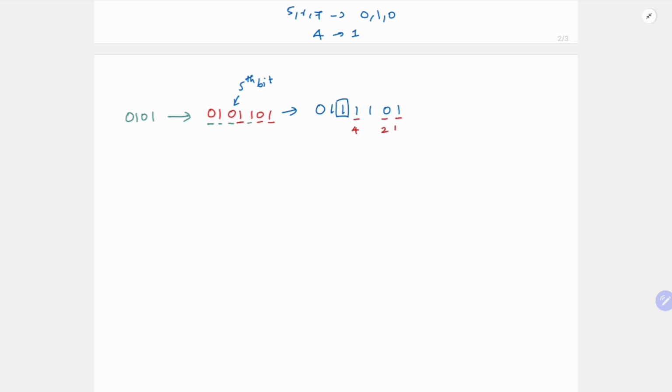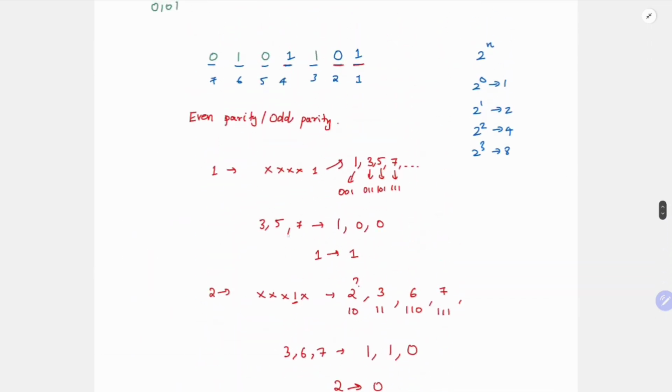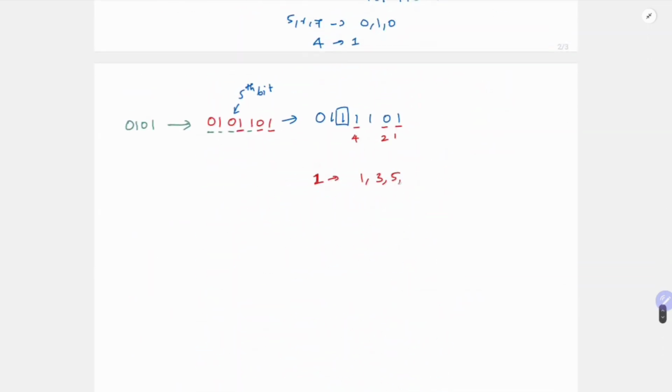So for 1, 2, 4. For 1 we take the even parity of 1, 3, 5 and 7. So here what do you get? 1 is 1, 3 is 1, 5 is 1, 7 is 0. So here you get an odd parity. To make it even, what you have to add? You have to add one more, right? So let's keep this aside.